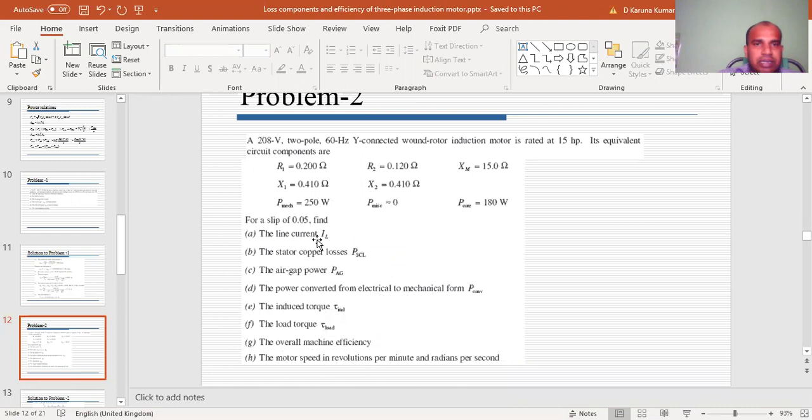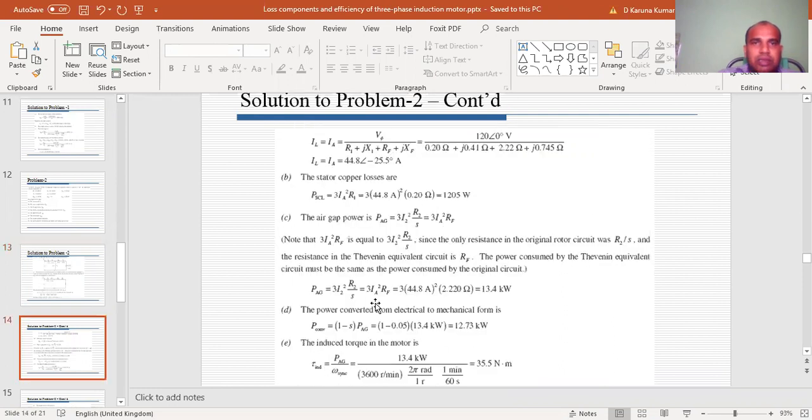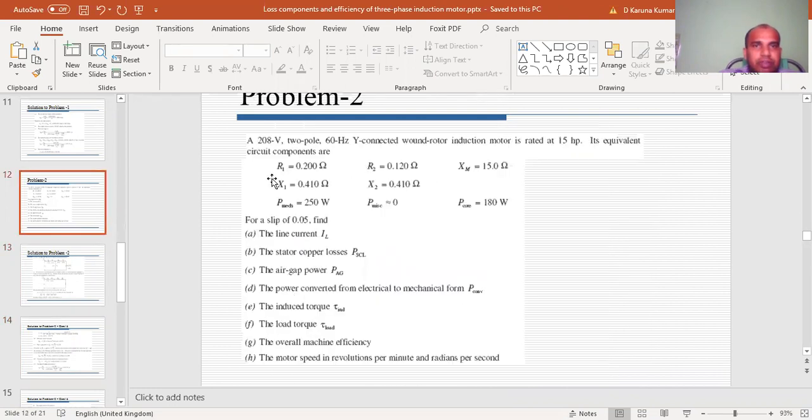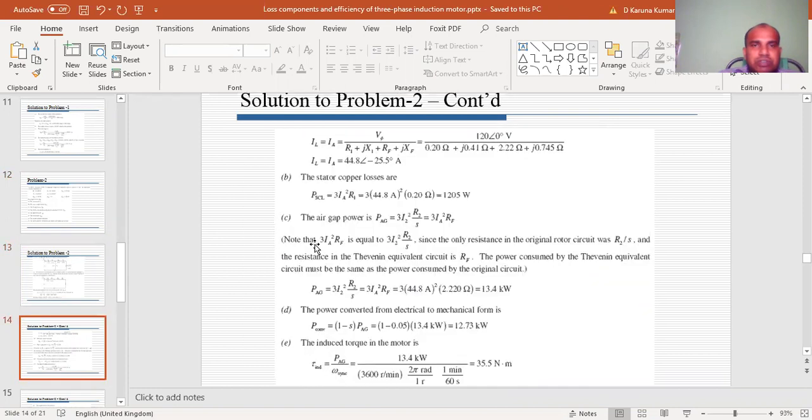The line current value is IL equal to V by Z. The V line value is 208, and the phase voltage is 120, divided by the Z value. So IL equals 4.44. The stator copper losses equal 3 into IA square into R1, that is 3 into 4.44 squared into R1. That is 125.